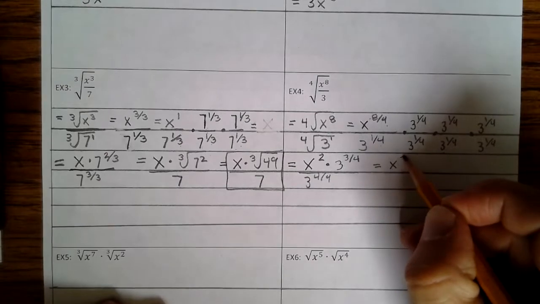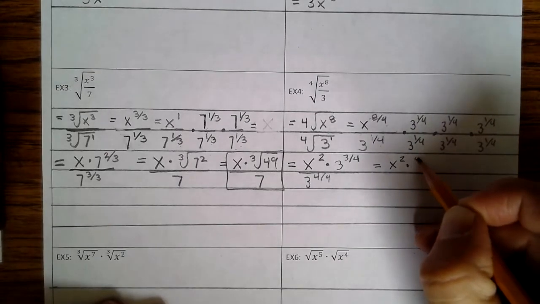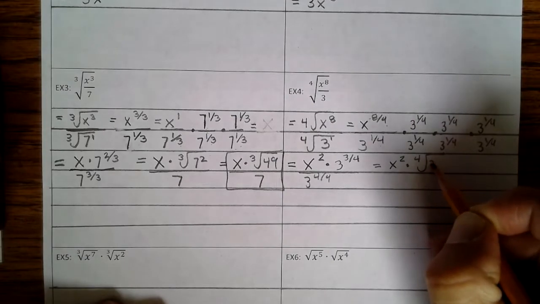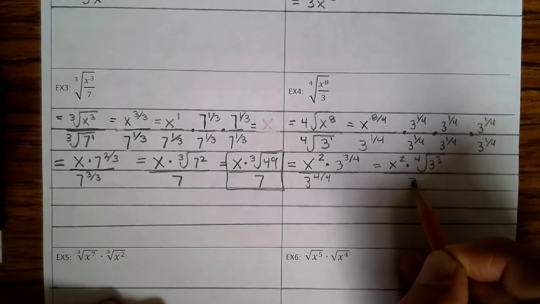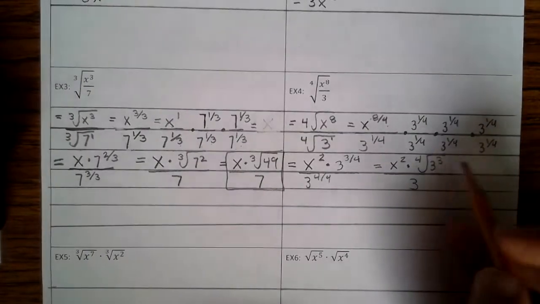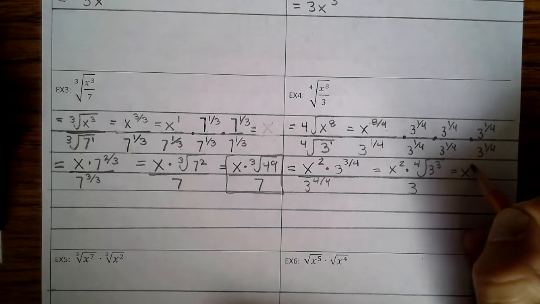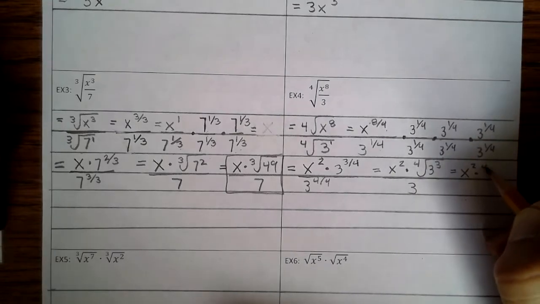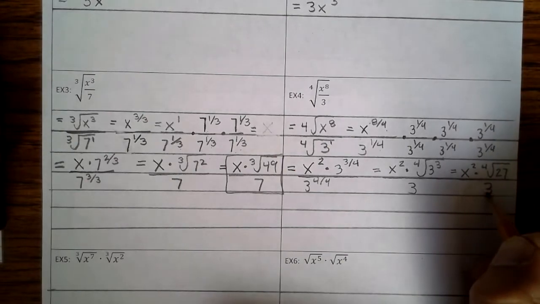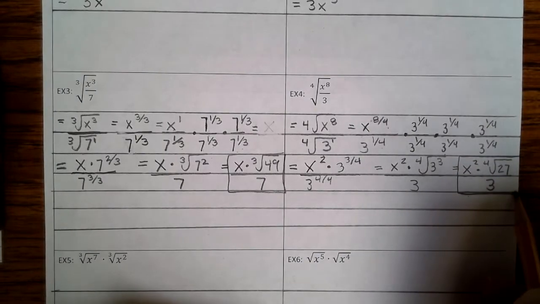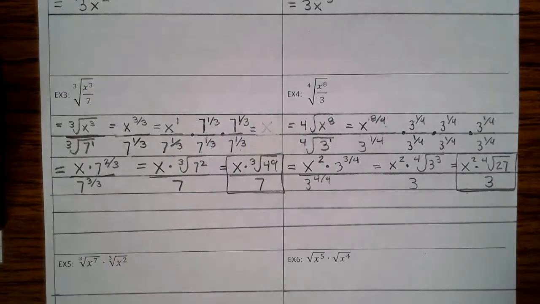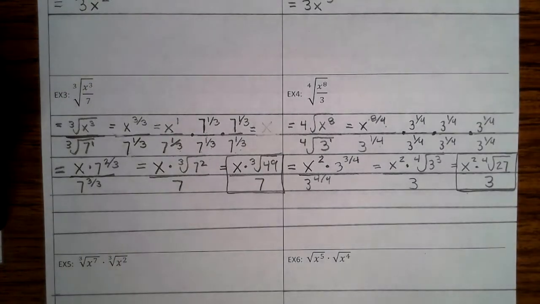Well, this can be written as x squared times the 4th root of 3 cubed, divided by 3. Well, we know that 3 cubed is 27. So this is x squared times the 4th root of 27 divided by 3. All right, go ahead and finish up example 3 and 4.